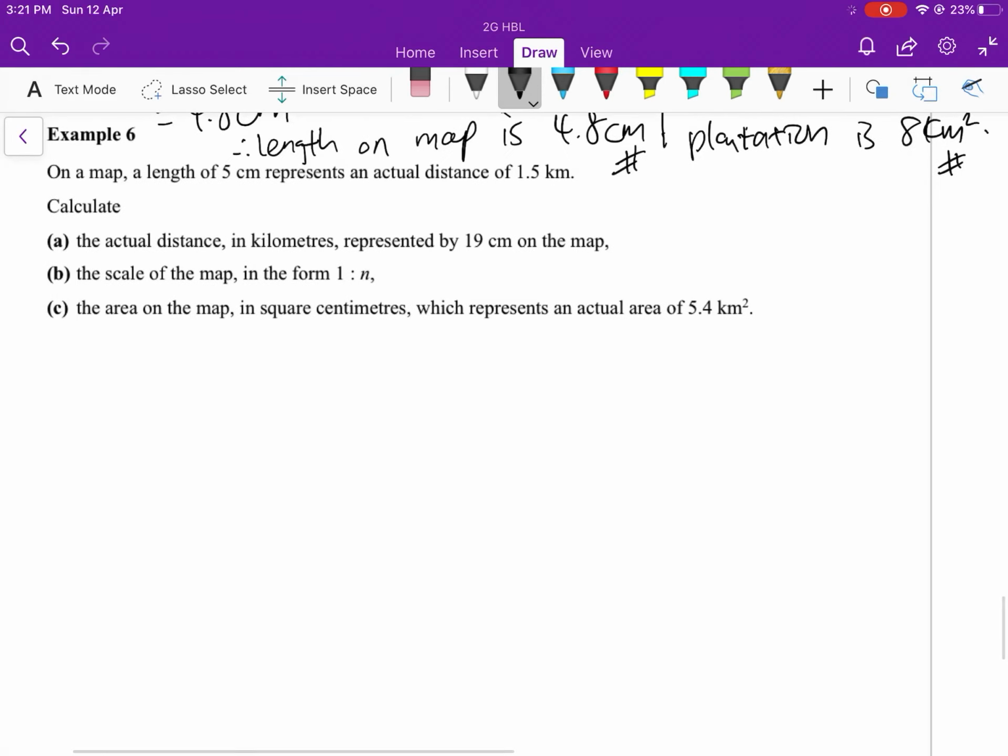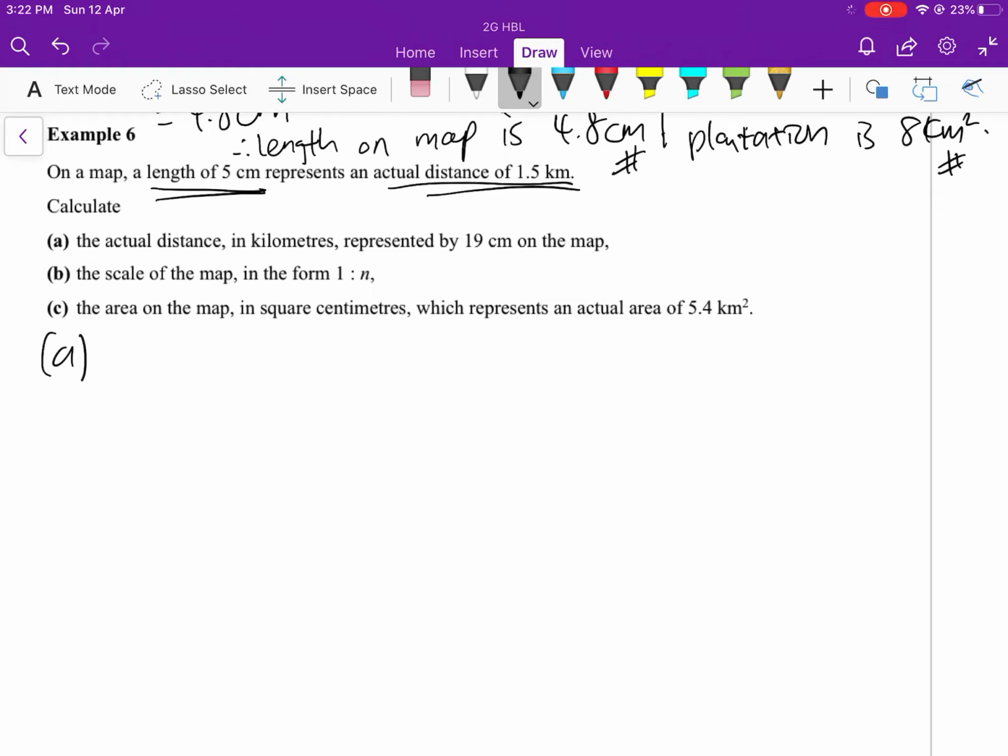Okay, so example 6 on the map. Again, on this map, you are given a length of 5 cm representing an actual distance of 1.5 km. So this is actually the scale. The scale here given to you is 5 cm is to 1.5 km. So I can immediately write down for part A.